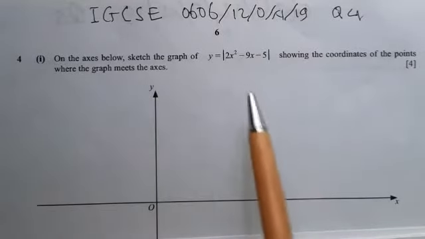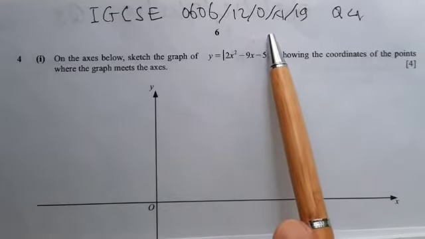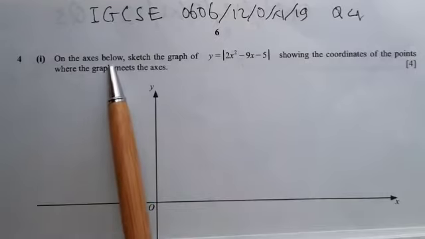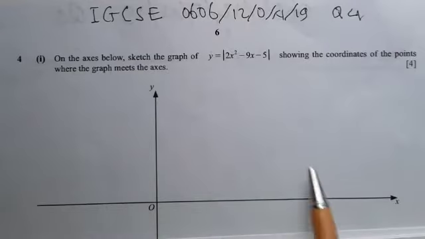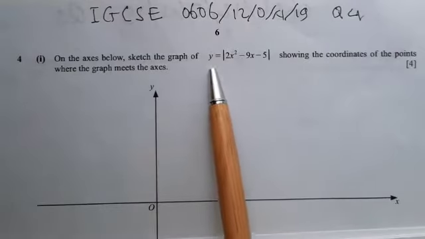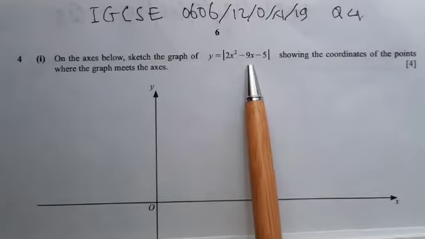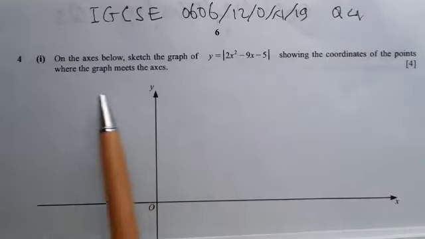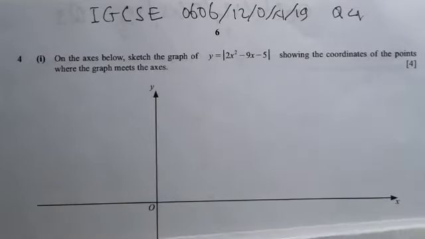IGCSE Math, that's additional math, paper 12, October-November 2019. Question number 4. In the axes below, sketch the graph of y equals the absolute value of 2x squared minus 9x minus 5, showing the coordinates of the points where the graph meets the axes.